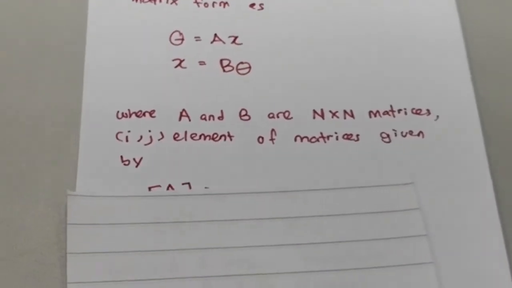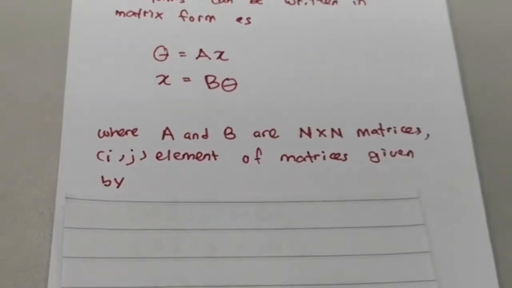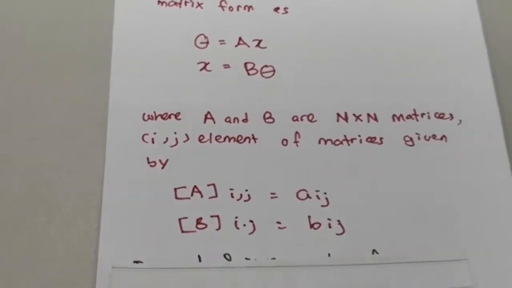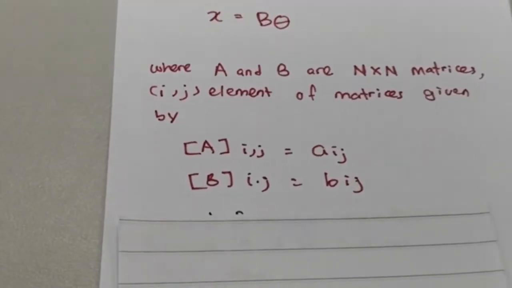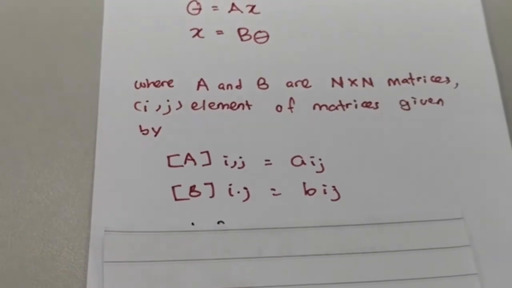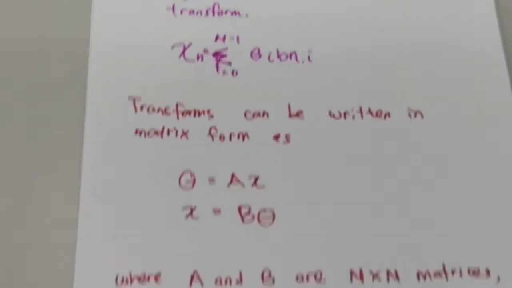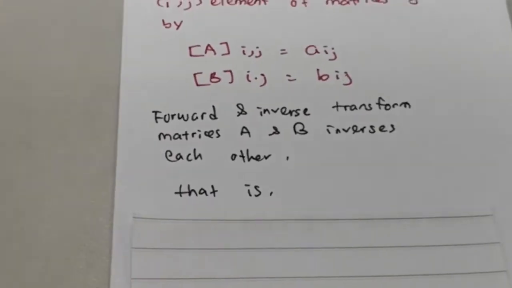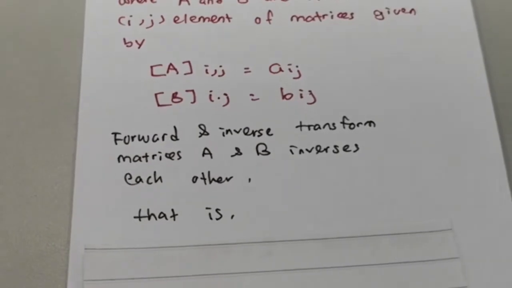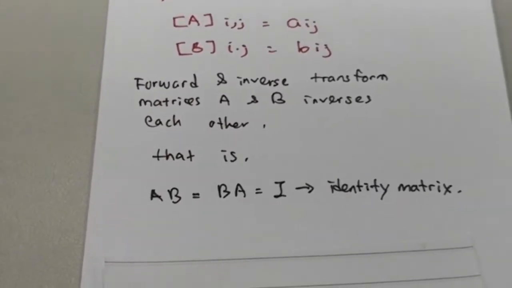Okay, and then where A and B are N by N matrices, they have i and j elements of the matrix given by this. The matrix can be written as the left hand side, and the right hand side is written just like the sequence up there, which is beside there, right? And then the forward and inverse transform matrices A and B are inverses of each other. That is, AB equals BA equals the identity matrix.